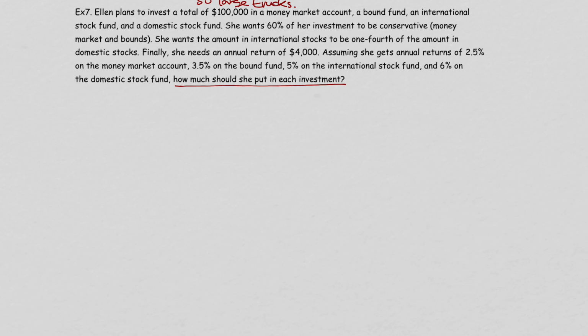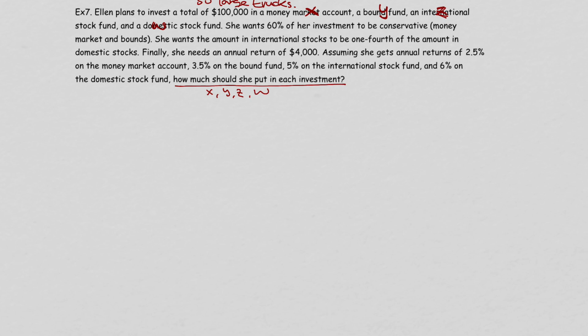So we're going to give money market the variable X. Bonds, let's use the variable Y. International, let's use Z. And then domestic, we're going to use, I don't know, W. So you have X, Y, Z, and W. Looks like we have 4 unknowns. Since we have 4 unknowns, we need to be able to create 4 equations.